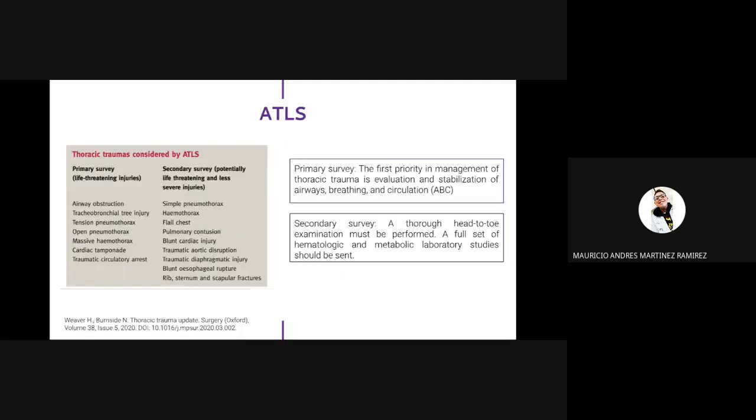Here we have the ATLS, the Advanced Trauma Life Support Manual, which divides the thoracic trauma approach into primary and secondary survey. We know that the primary survey is the first priority in the management of thoracic trauma, with evaluation and stabilization of airway, breathing, and circulation, or ABC. We must include here the life-threatening injuries that I'm going to be talking about later. In the secondary survey, a thorough head-to-toe examination must be performed, and a full set of hematologic and metabolic laboratory studies must be sent for the patient.